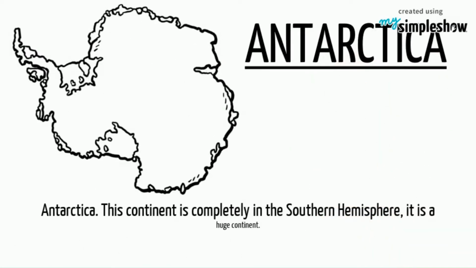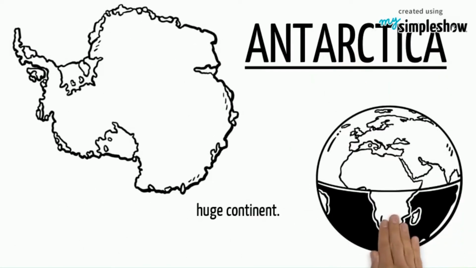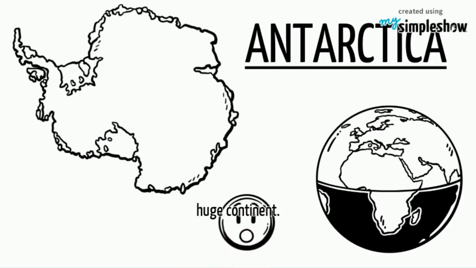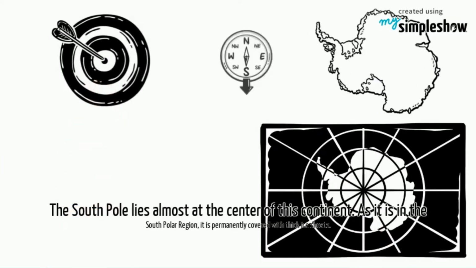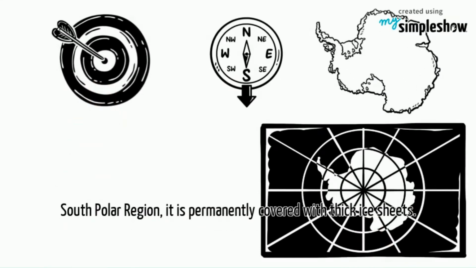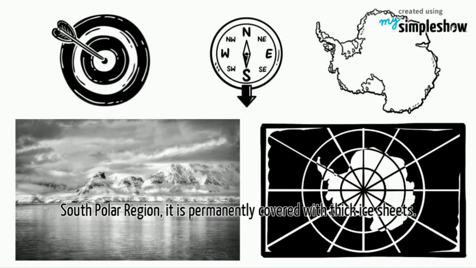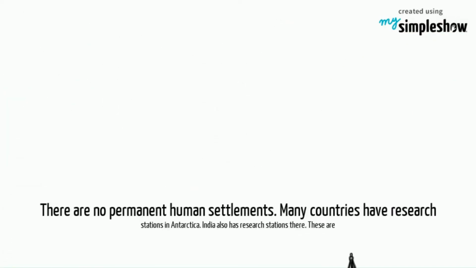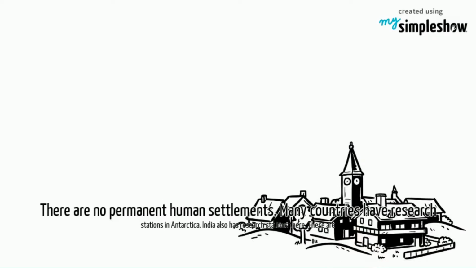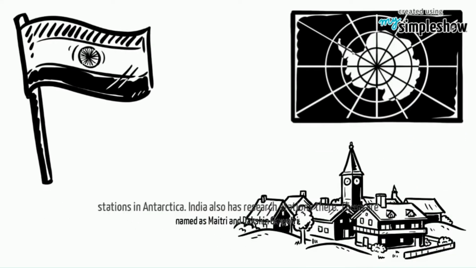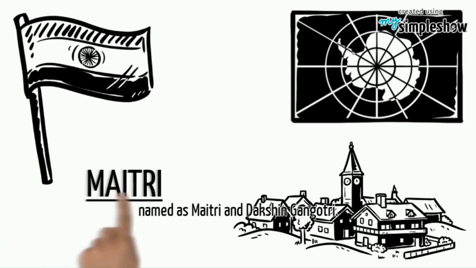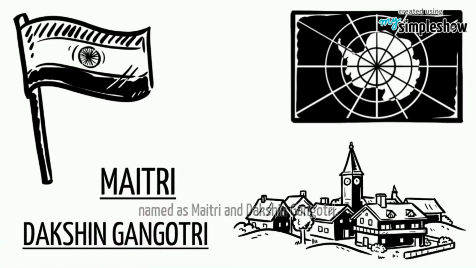Antarctica. This continent is completely in the southern hemisphere. It is a huge continent. The South Pole lies almost at the center of this continent. As it is in the South Polar region, it is permanently covered with thick ice sheets. There are no permanent human settlements. Many countries have research stations in Antarctica. India also has research stations there. These are named Maitree and Dakshin Gangotri.